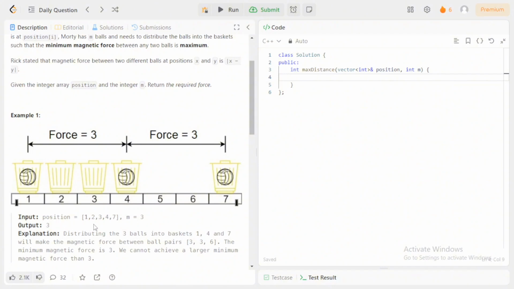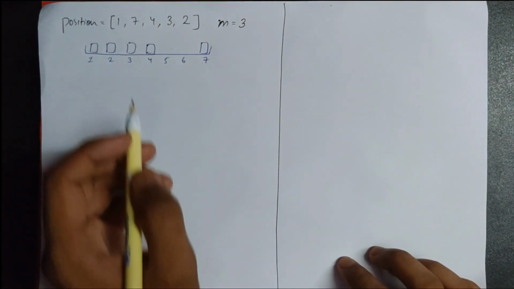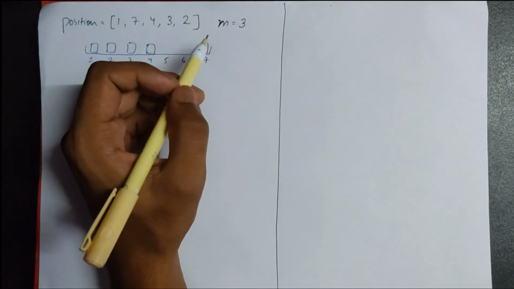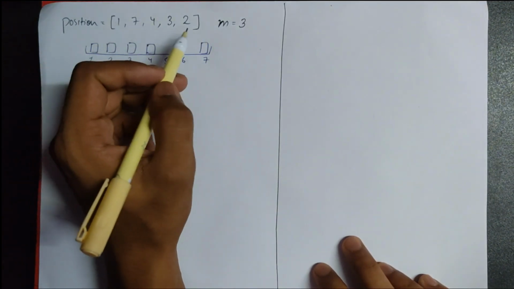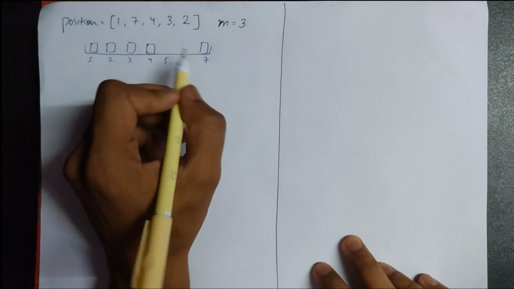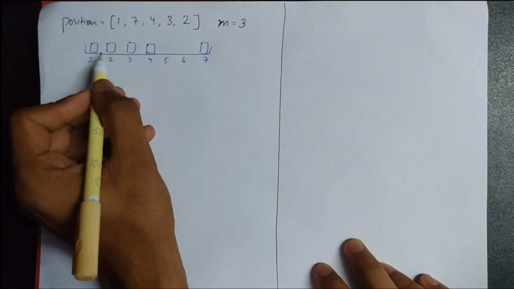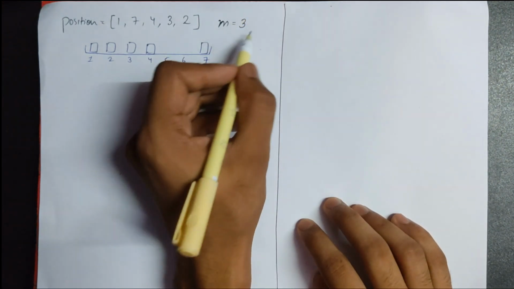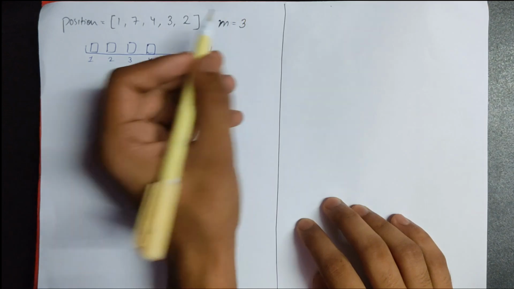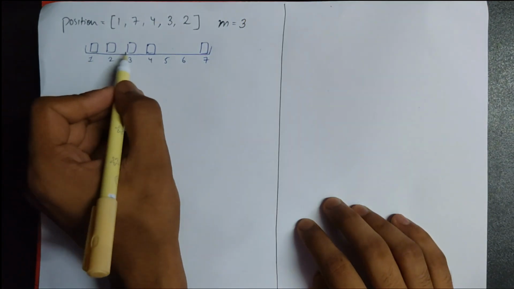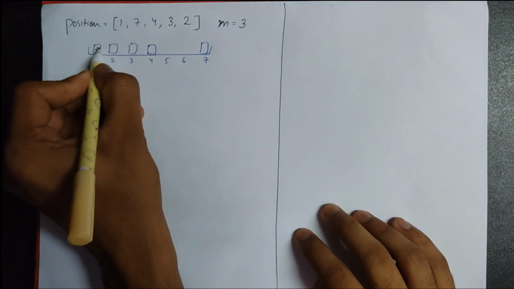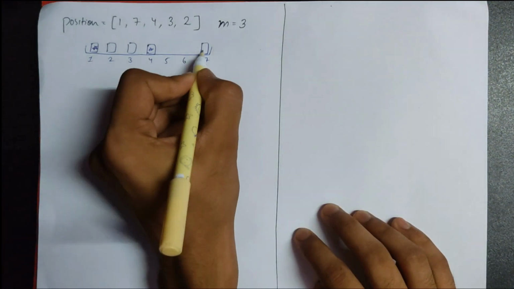Now let's understand the problem more thoroughly. Let's take our own example, in which position is given as 1 7 4 3 2 and m is given as 3. As the positions are given as 1 7 4 3 2, these will be the positions of the baskets on a number line: 1 2 3 4 5 6 7, so 1 2 3 4 and 7. Now we have to place 3 balls in such a way that every ball is farthest from another. And we can do it by placing one here, one here and one here.